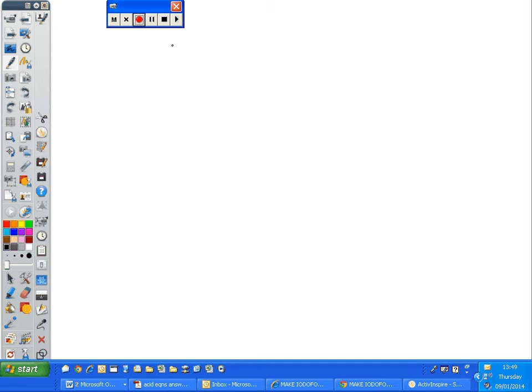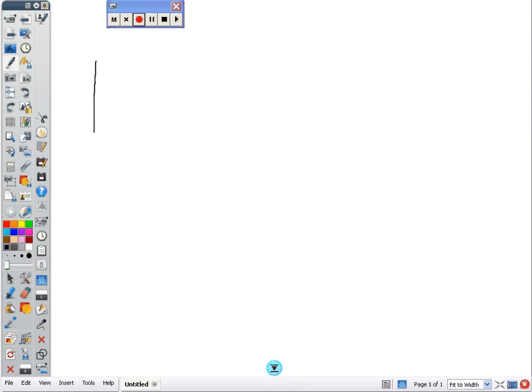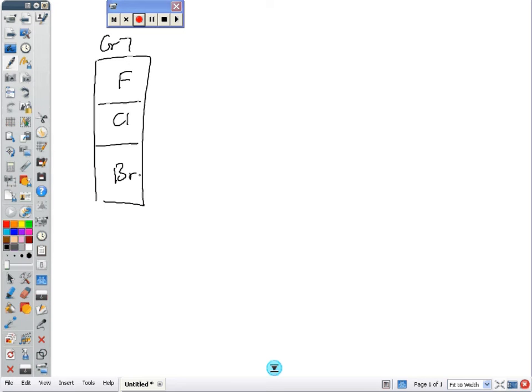Okay guys, what we're going to have a quick look at here is the chemical reactivity of the halogens, which are the group 7 elements. We've already looked at and explained the reactivity of group 1, so we're going to look at group 7. We'll just take a subset of group 7. We're just going to look at the reactivity of fluorine versus chlorine versus bromine.